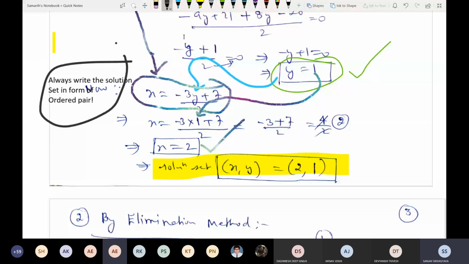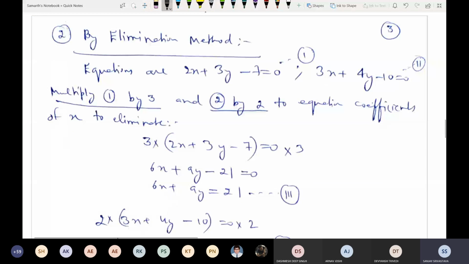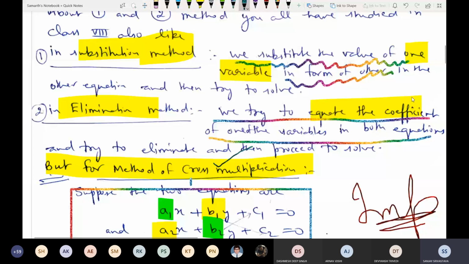Now I'm going to start the same question with the method of elimination. In the method of elimination, as you all are aware, we equate the coefficient of any one variable. Over here, 2x plus 3y minus 7 equal to 0 is the first equation, and 3x plus 4y minus 10 equal to 0 is the second equation. These are the same equations we took in the first case, when we solved with the help of the method of substitution.